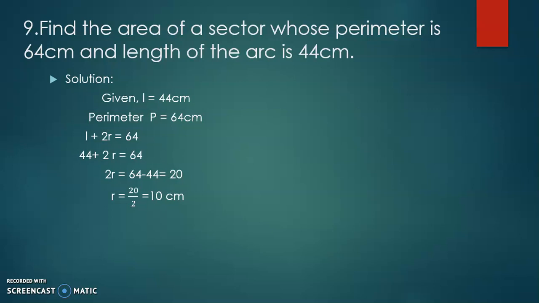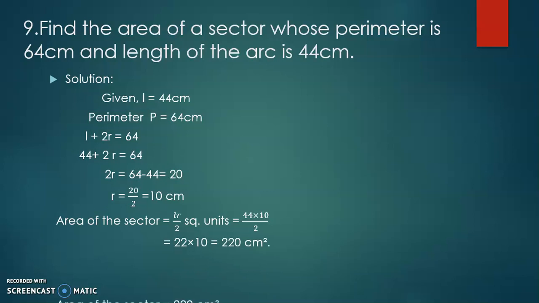Now, we got the radius 10 centimeter. Now, we can apply area of the sector, LR by 2 square units. Substitute the values, 44 into 10 divided by 2. If you are cancelling 44 and 2, you can get 22 into 10. That is equal to 220 centimeter square. Therefore, area of the sector is equal to 220 centimeter square.